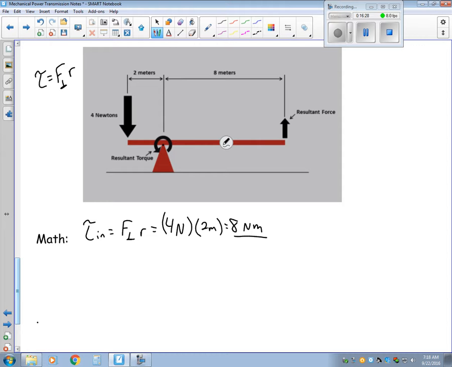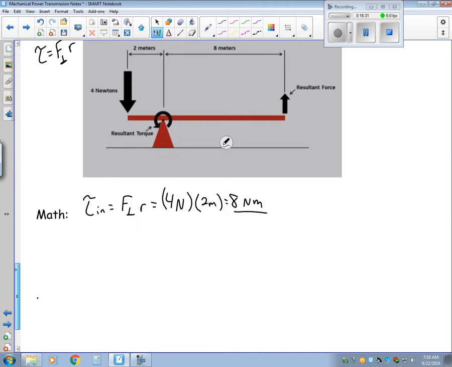And then for mechanical advantage, another way of looking at this, instead of using the distances it goes down or up, I can use the lengths of lever arms. So I can say the input lever arm divided by the output lever arm. So that would be 2 meters divided by 8 meters, which equals 0.25. So it gives us kind of the same values as well.